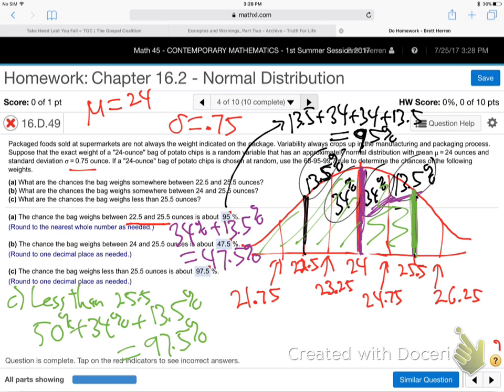All right, it's a lot of normal curves. I know we got 15 minutes to go. We're doing well.